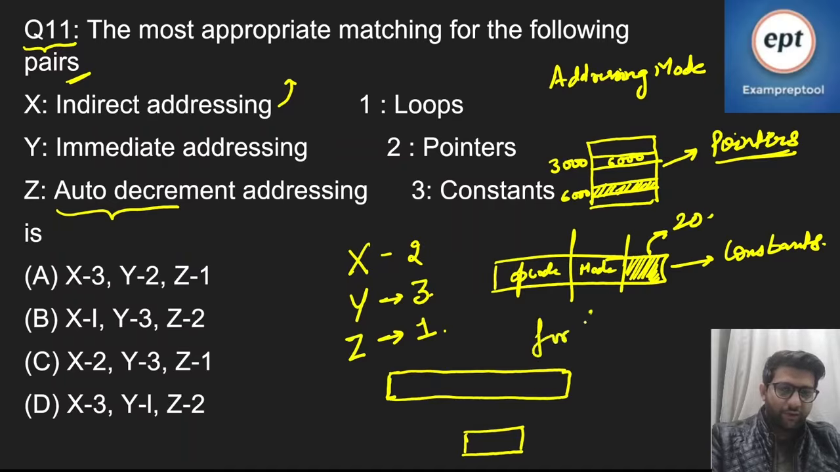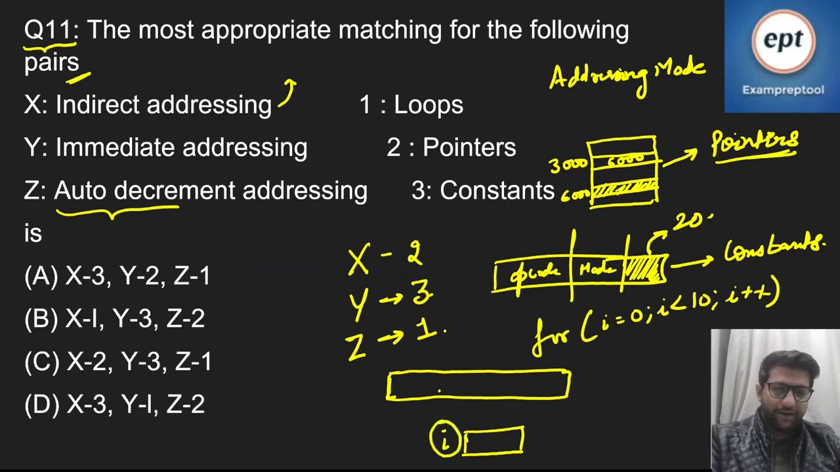Let's say we are implementing a for loop, from I equal to 0 to, let's say, I less than 10, I plus plus. So there will be a register which will store the current value of I. So here it is the auto decrement operator, so this will be minus minus I, and this register will store the current value of I. Whenever we access this instruction, the index value or the memory location will be accessed from this particular register, and this will be auto decremented.